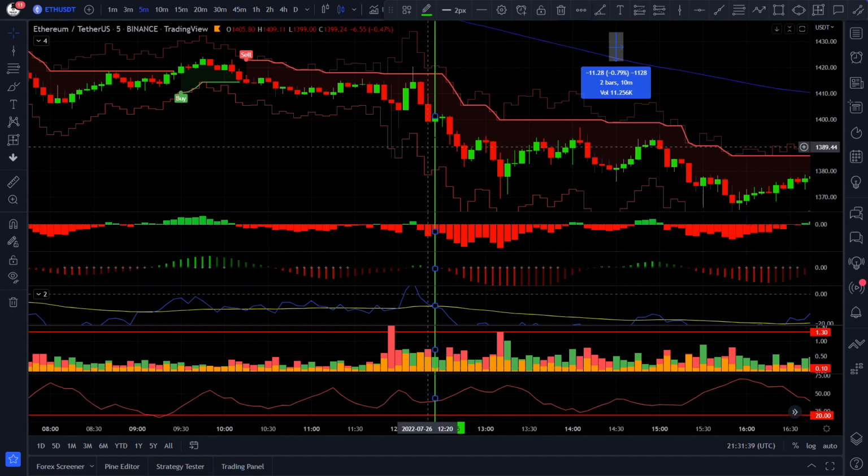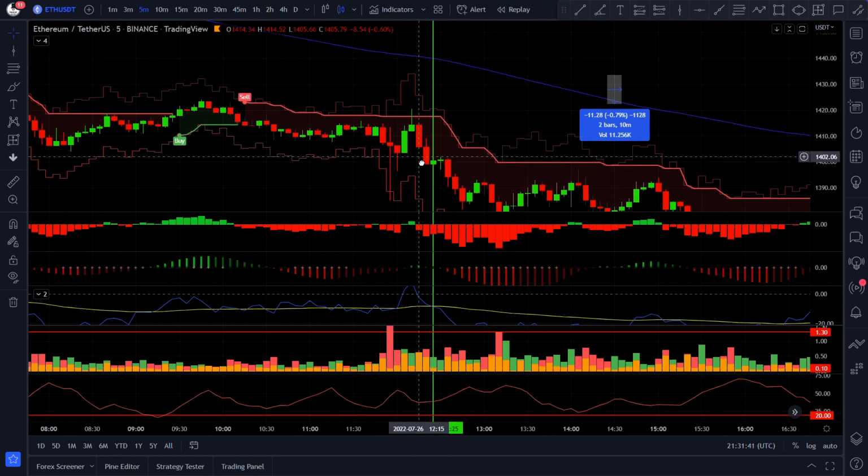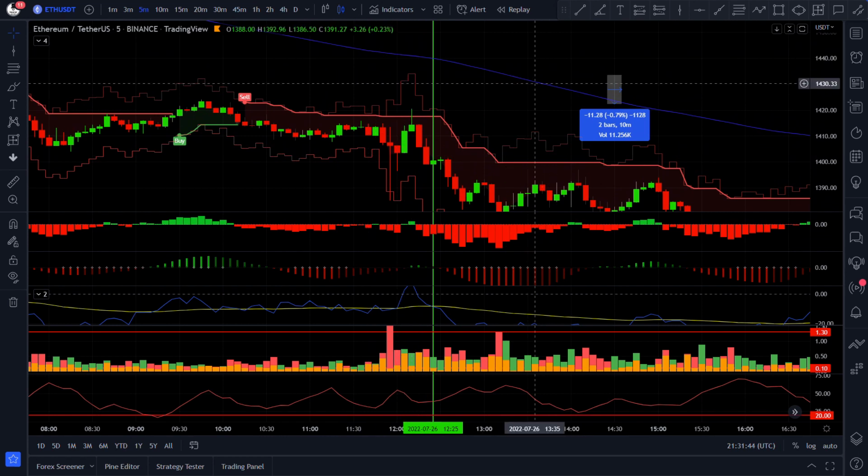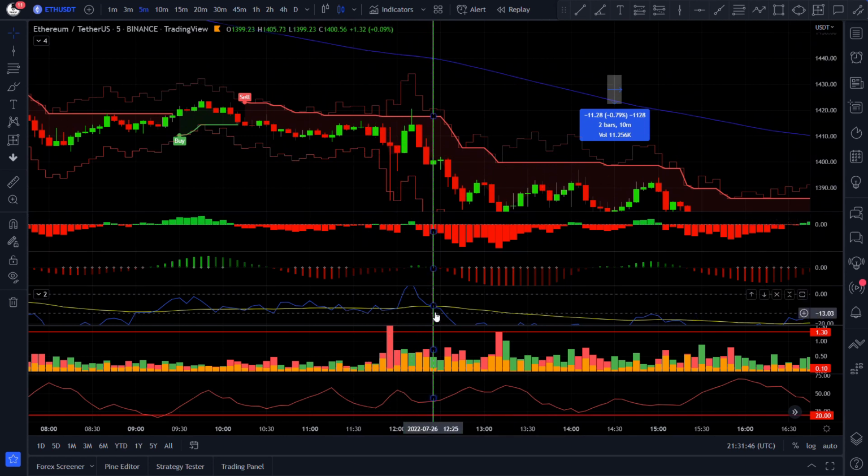Now let's go over all of the indicators to confirm the entry. First, the price is under the 200 length moving average. Then we can see that the candle momentum line is slightly under the EMA line, so the setup is still valid.